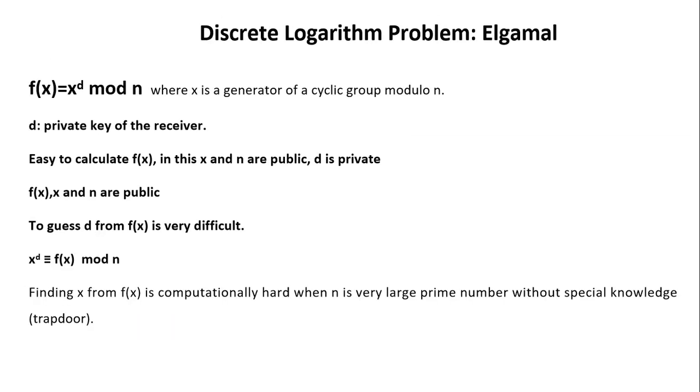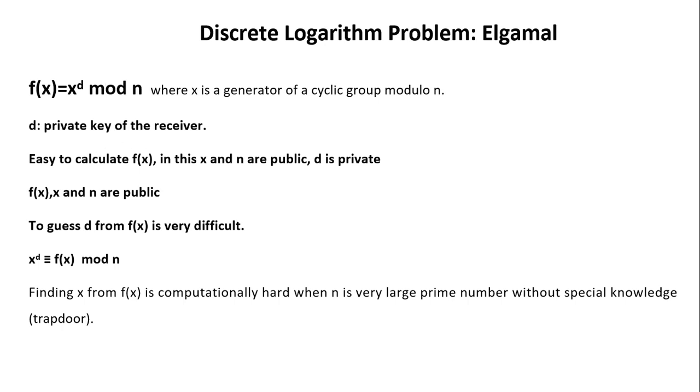Now we will see the discrete logarithm problem. For example, here f of x is equal to x raised to d mod n, where n is a prime number and x is nothing but the generator of that particular group, that is, the generator of n. So x has the capability that it will generate all the numbers from 1 to n minus 1. Now here d is the private key of the receiver.